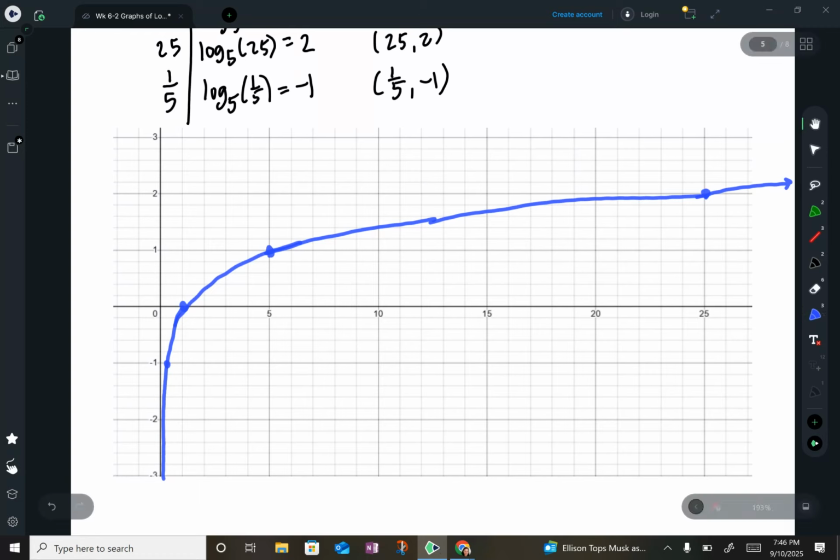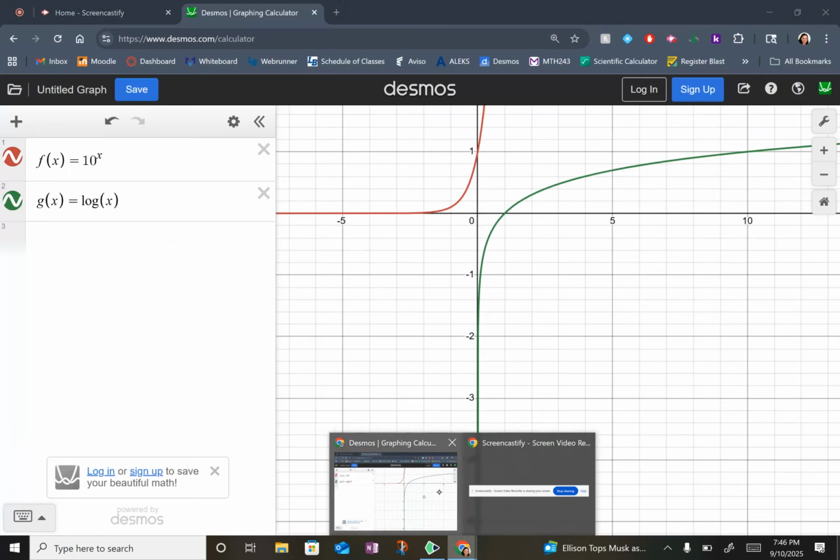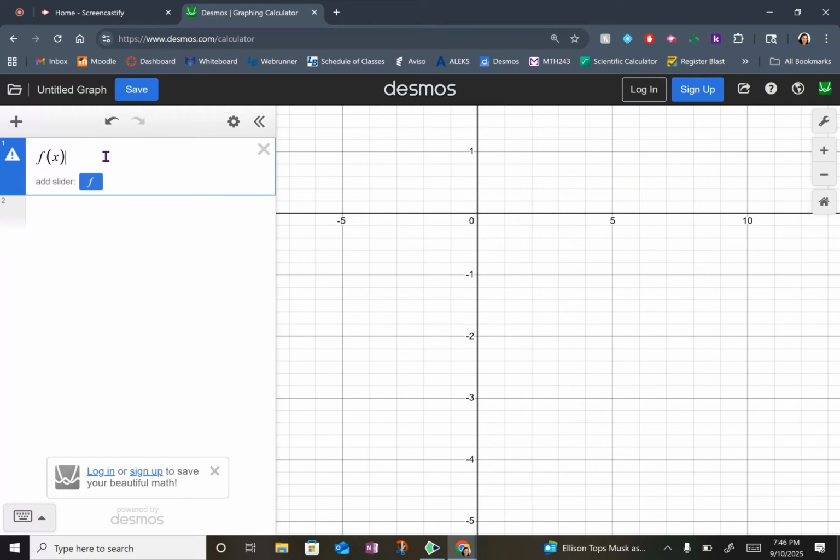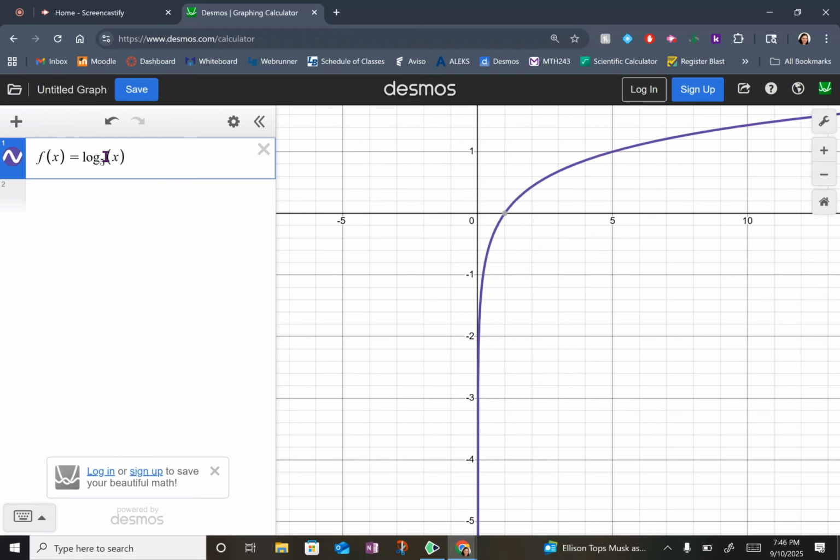Let's go look at Desmos so I can show you how to graph those in Desmos. So let's get rid of these guys. If you wanted to graph f of x equals, I don't know what I named it, but let's graph log base 5 of x. You go log, and then you just go underscore to get down in the subscript. And I put b, but I want 5 of x. And it can do any base for you.